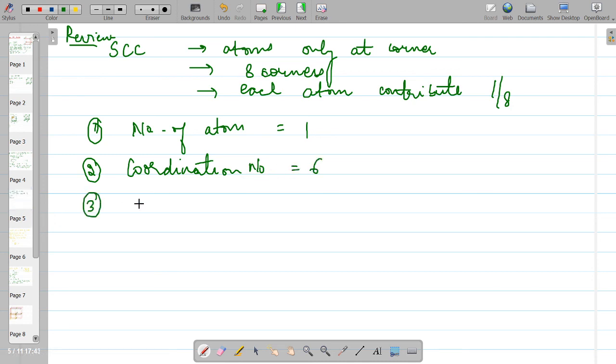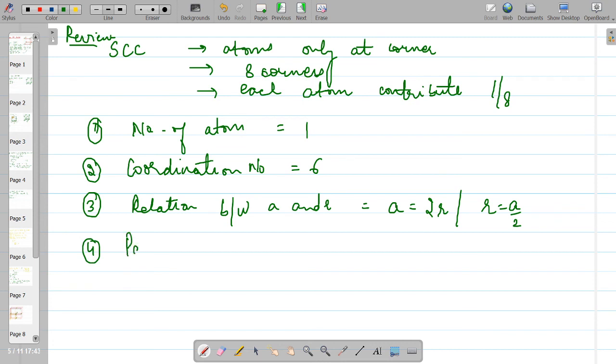And the third property was the relation between A and R. It is A is equal to twice of R, or you can say R is A by 2. And the fourth property was packing fraction. Packing fraction of the simple cubic comes out to be 52%.